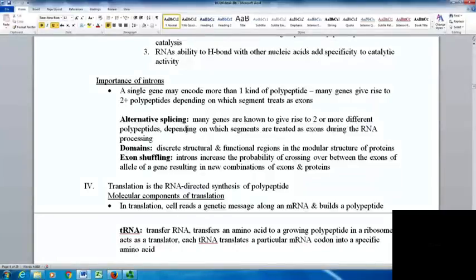Domains are the discrete structural and functional regions of modular structural proteins. You may want to have several of the same domains and then just alter different regions in between. With exon shuffling, your introns increase the probability of a crossing over event occurring between the exons of an allele of a gene, and that would result in new combinations of exons and proteins.